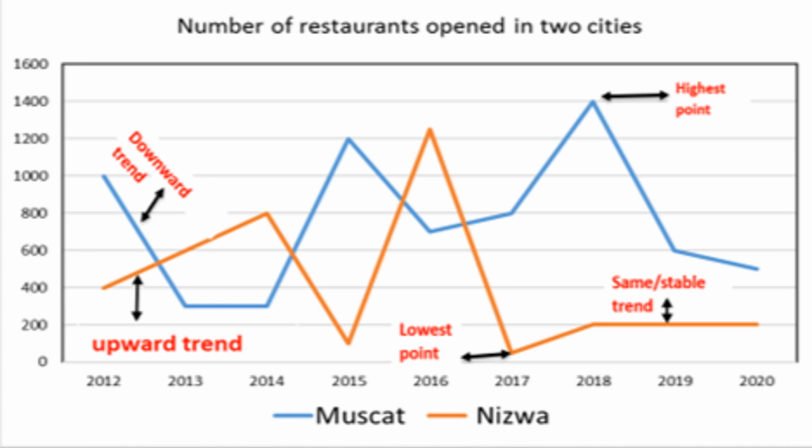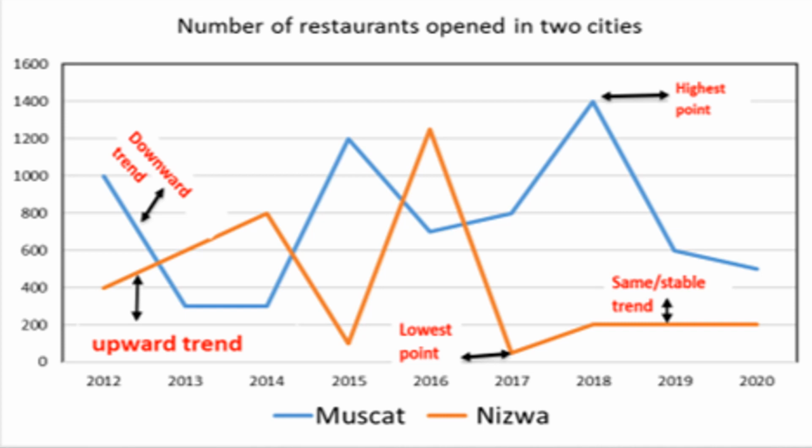Now, when you look at the trend from 2013 to 2015, there is no change. So, it is a same trend, stable trend. So, you can say remain the same, remain constant, stayed the same, and all.